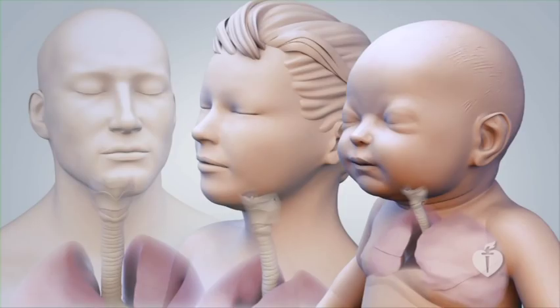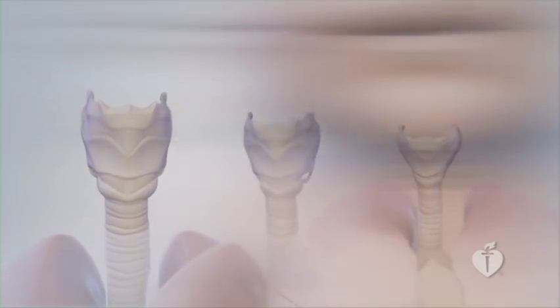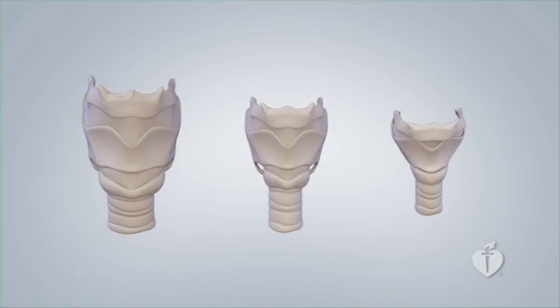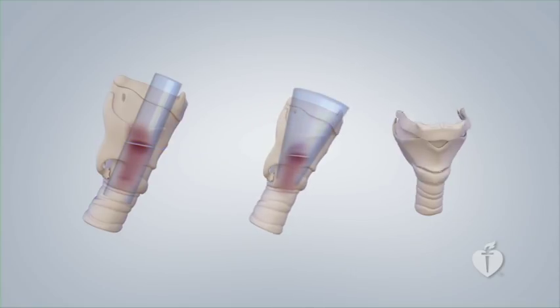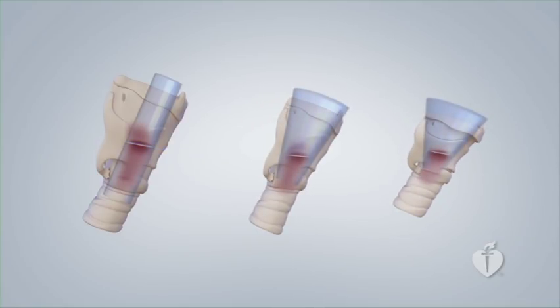These illustrations of an adult, child, and infant show that the airways of children and infants are considerably smaller and shorter than those of adults. The adult larynx is cylindrical, with the narrowest opening at the level of the vocal cords. In contrast, the larynx of infants and young children tapers into a funnel shape.